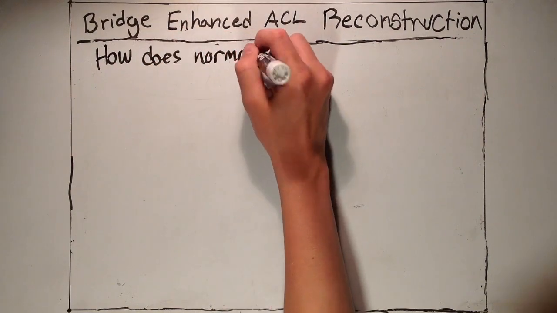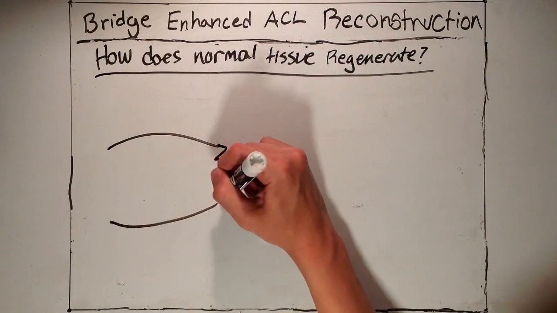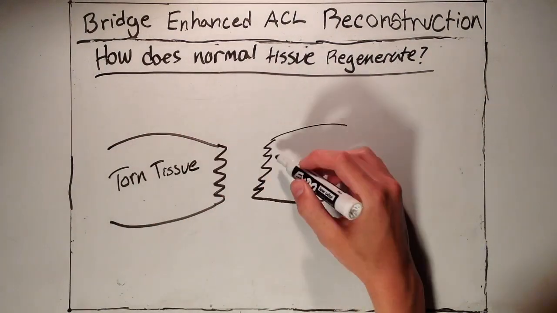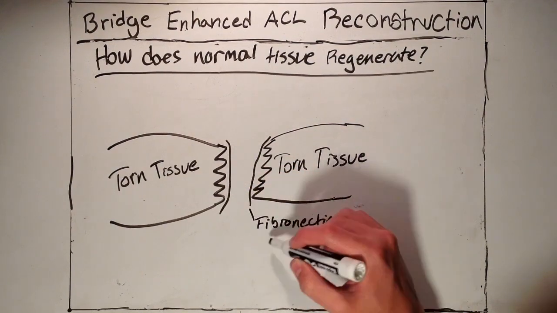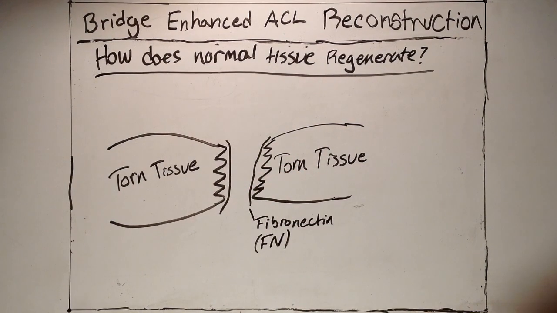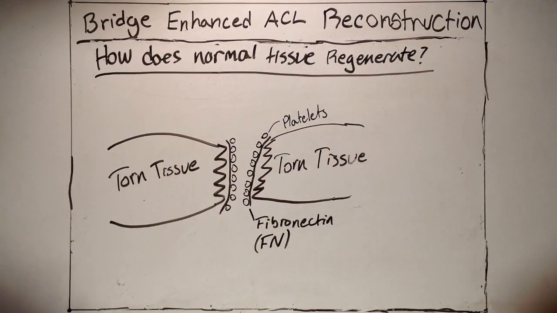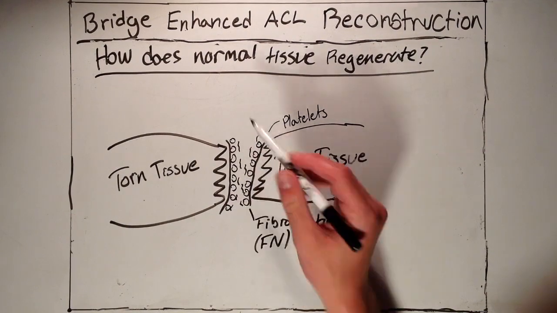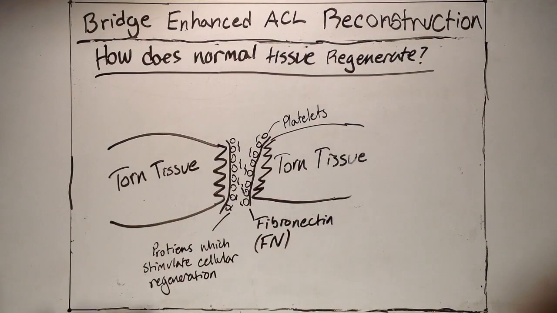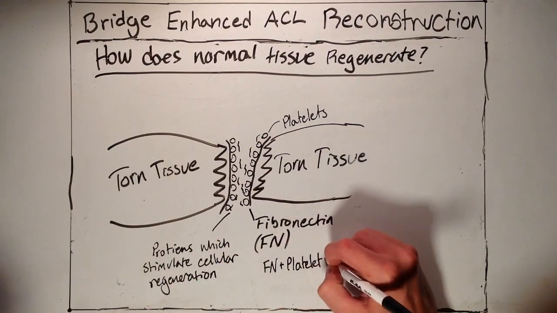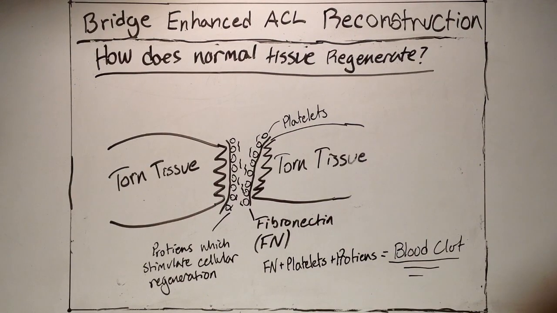My next question was, how does normal tissue regenerate? Once tissue is torn, the plasma in the blood and the cells near the infected site start to pour out an adhesive substance called fibronectin. After fibronectin has covered the wound, platelets from the bloodstream stick themselves to the wound and form a blood clot. After that, small proteins move along the scaffold and stimulate cellular regeneration. The cells then start regenerating, and what is left is a scar.